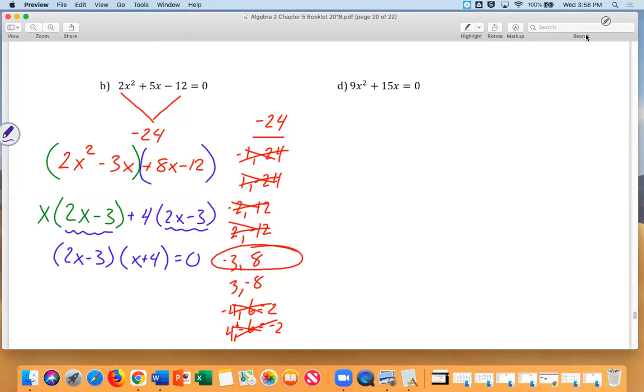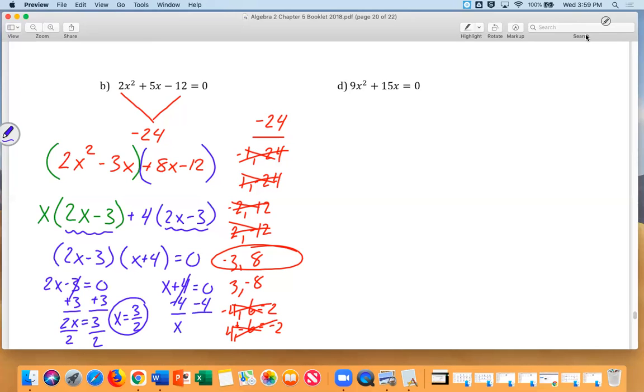So now I'm going to solve the 2x minus 3 equals 0 by adding 3. And I have 2x equals 3. And I'm going to divide by 2. So I get x equals 3 halves. x plus 4 equals 0. Subtract 4. It gives me x equals negative 4. Two answers. Okay?